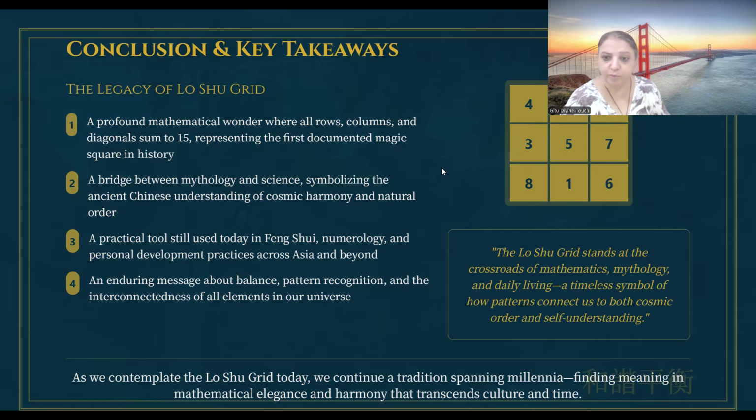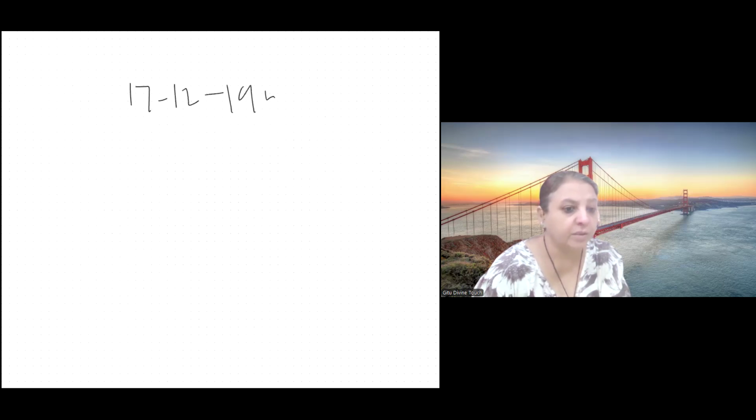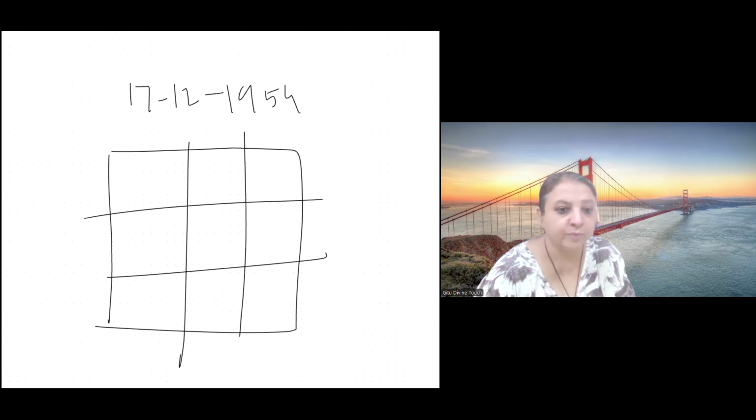Let me share the whiteboard here with you and explain how to map your numbers in your grid. So for example, I take the date of birth 17th December 1954. So we know this is the Loshu grid, and the numbers we have to remember: this is 492. This is south. This is north. So here it is 816. Here it is 357. This is the standard grid.